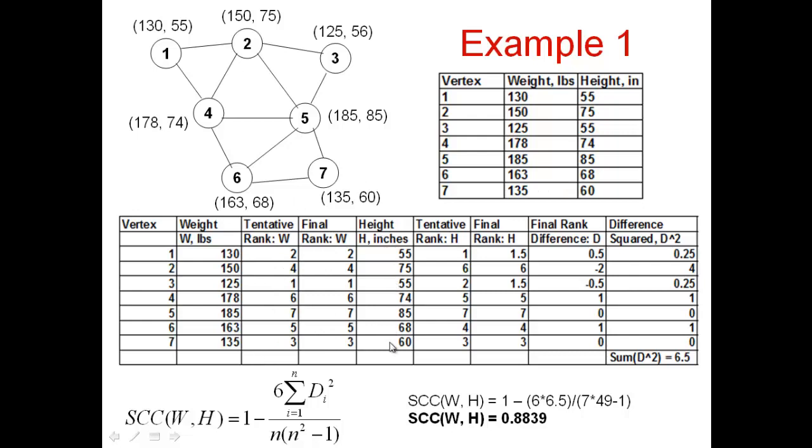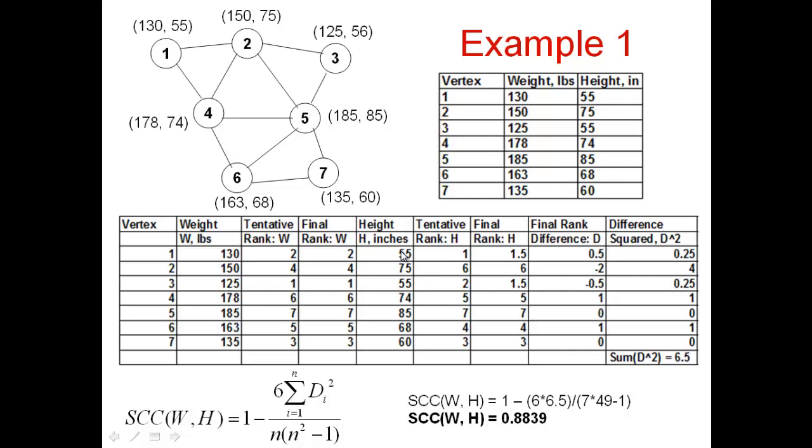Now the height values of the users are given here. Now the lowest among this is 55. Now there are two users with a height of 55. So this is where we have a tie. So for the tentative rank, we still give them a unique rank number.